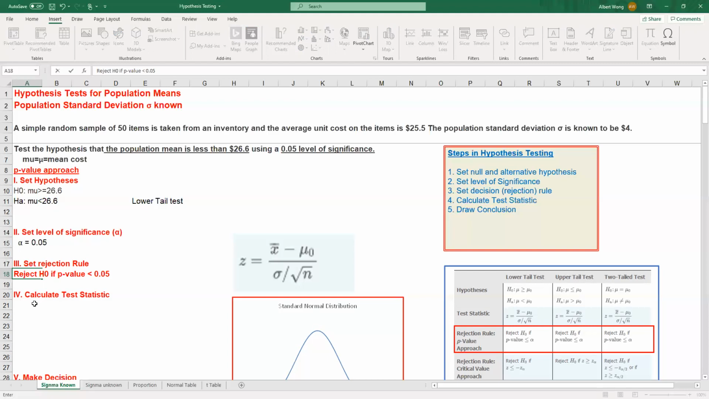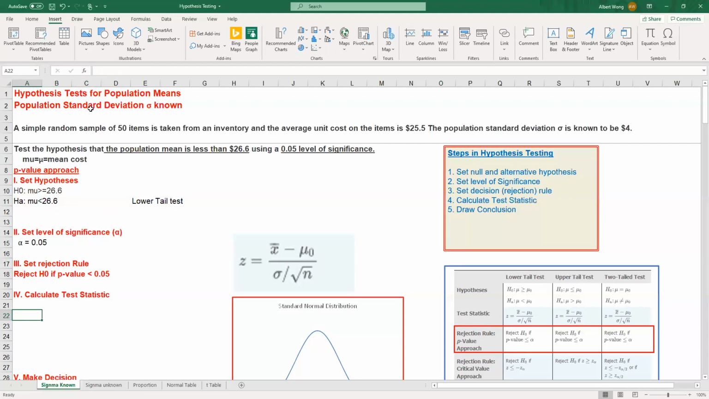So the question is, what is the p-value? Well, the p-value is a summary of the data which would be calculated using the test statistic in step number 4. So in step number 4, we would calculate the test statistic and use the test statistic to determine the p-value. So step number 4 then is to calculate the test statistic.